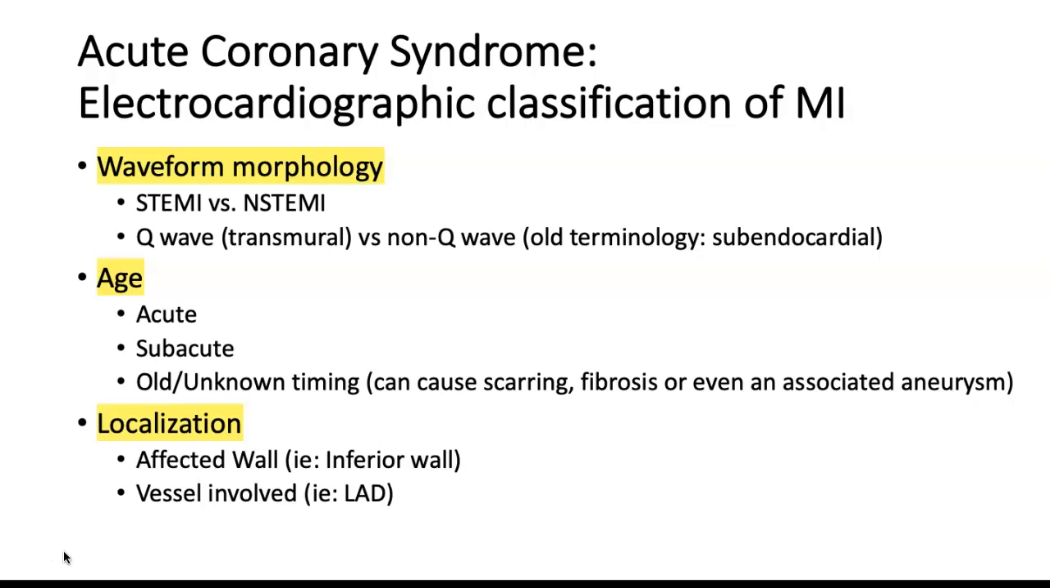We also classify MIs based on localization. For example, the wall of the heart that's affected, such as the inferior wall, or localized by the vessel involved. For example, the left anterior descending.